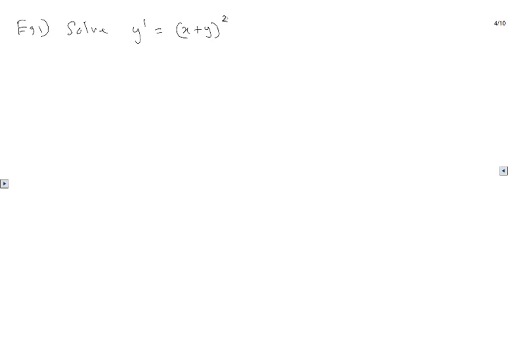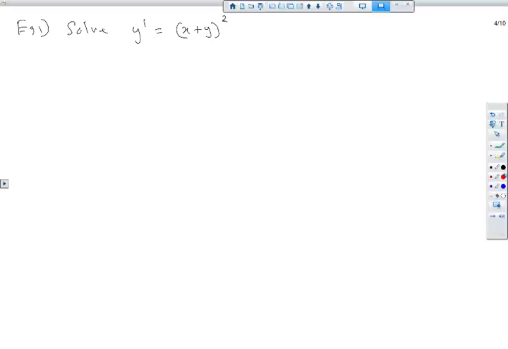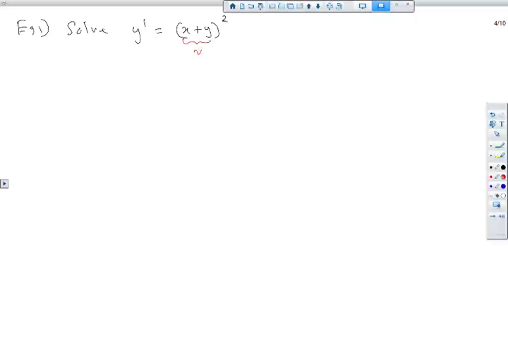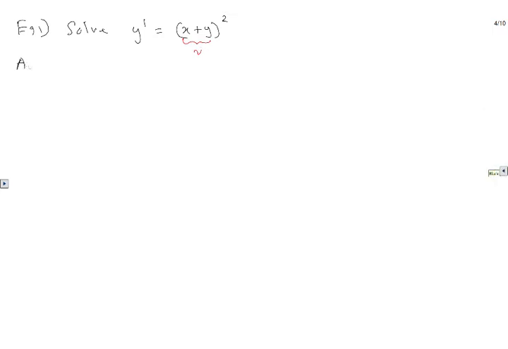So what's the inside function for this problem? You can see that the inside function is x plus y. So that's the inside function, and we're going to call this v. So the answer: let v equal x plus y. It is always the inside function. And once you do that, then by differentiating, we're going to get v prime equal 1 plus y prime. This says that y prime equal v prime minus 1.